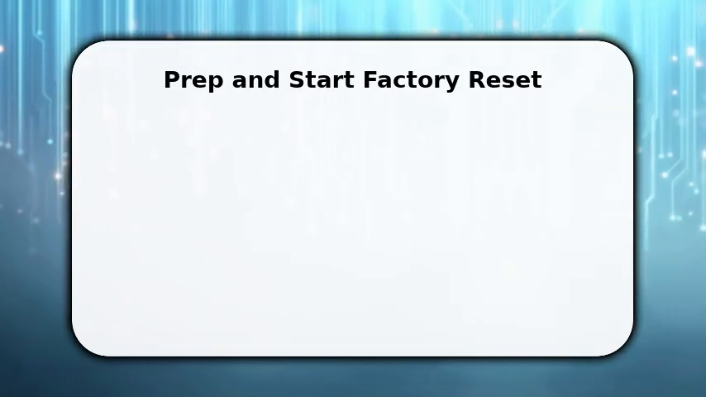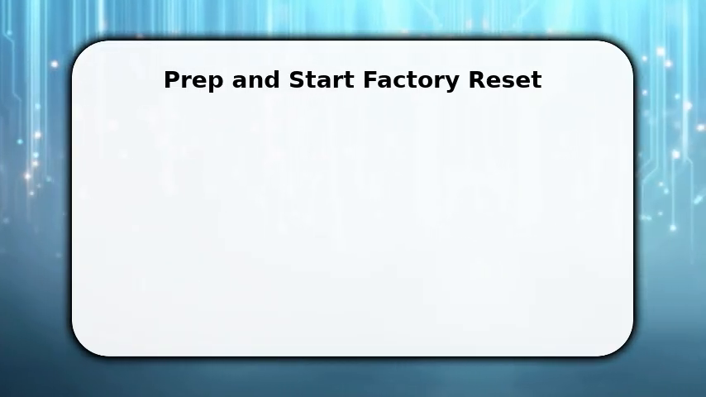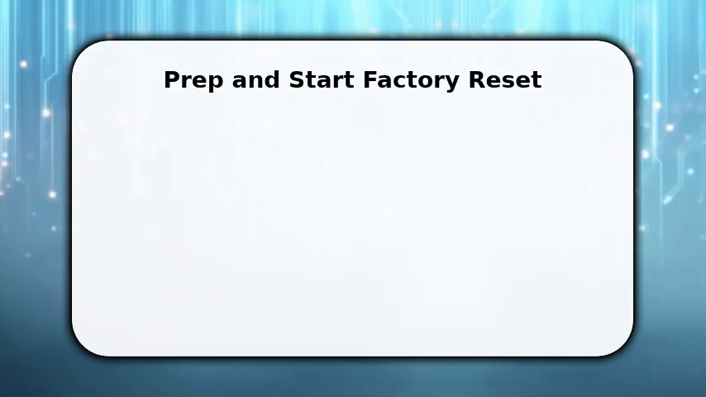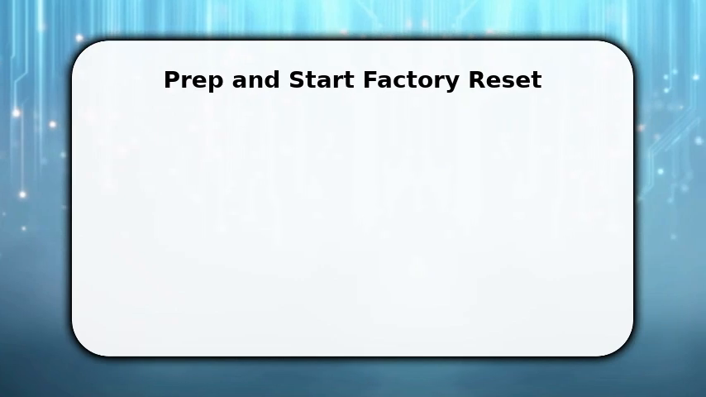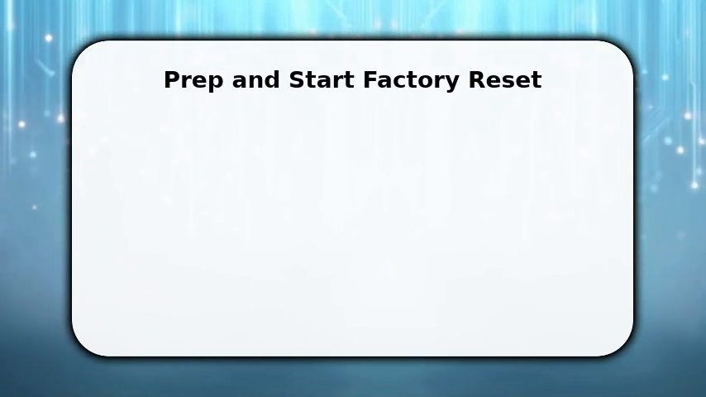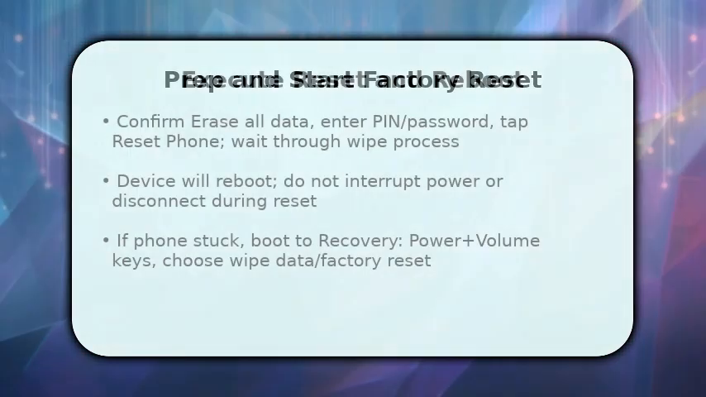Now go to Settings, choose System, then Reset Options, and tap Erase All Data to begin the formatting process. You confirm the action and provide your PIN or password. This ensures you authorize the wipe.